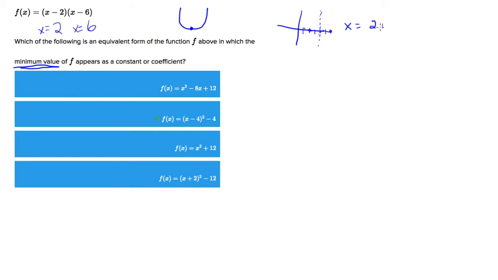Another way to think of that is to take your 2 and your 6, add them up, and divide by 2, and we get that positive 4. Now, we're looking for the y value of the vertex. So that 4 is helpful, but it's not our final answer.